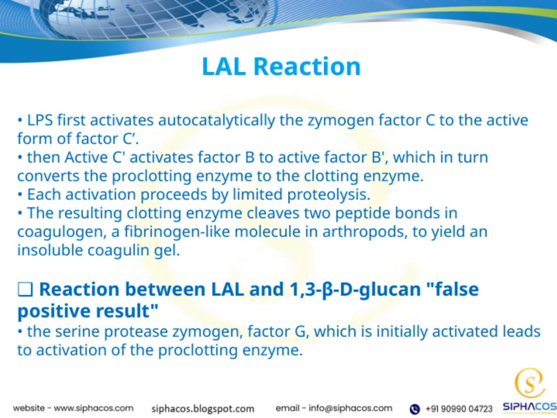Now, moving on to the reaction between LAL and 1,3-beta-D-glucan, which can sometimes lead to a false positive. Here, the key point is that the serine protease zymogen, factor G, is initially activated and then triggers the activation of the proclotting enzyme, mimicking the true activation pathway. So, in essence, this reaction can give a false alarm because the presence of 1,3-beta-D-glucan can activate the pathway through factor G, leading to clot formation even when there's no endotoxin. This highlights the importance of understanding these mechanisms to interpret test results accurately.